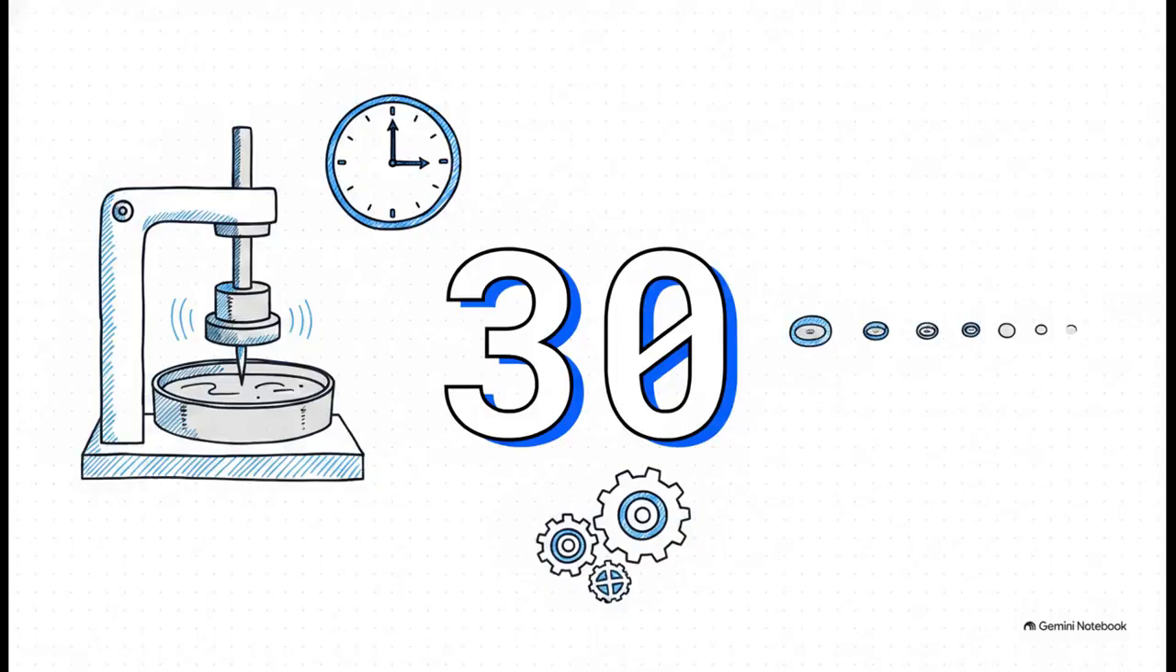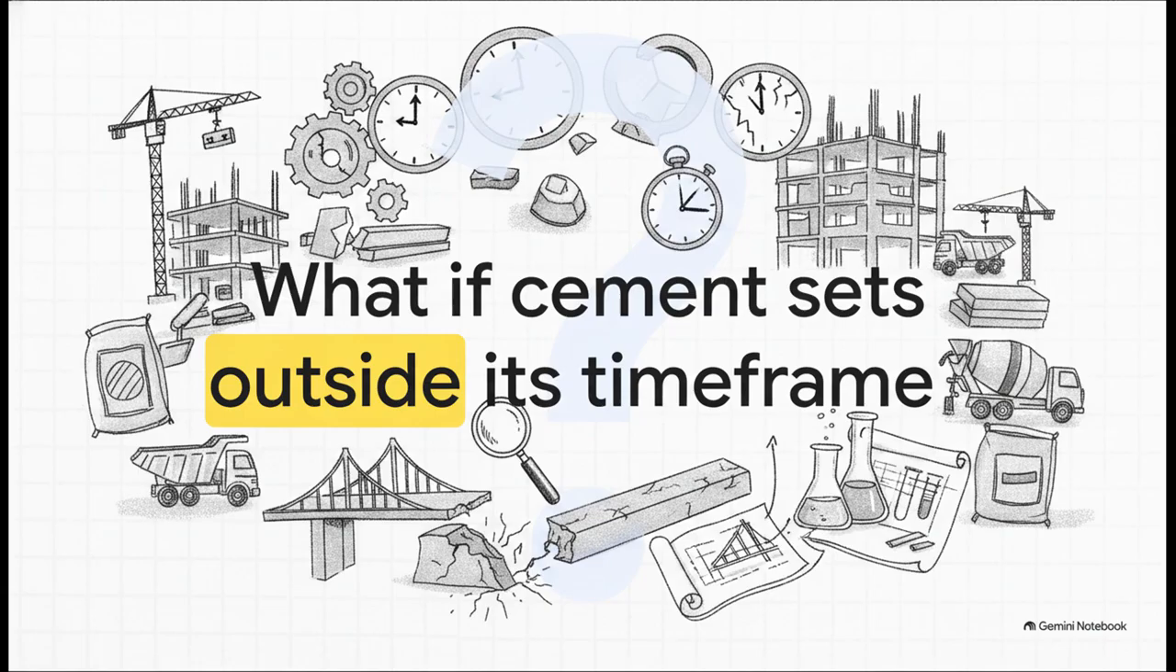Now here is a magic number you definitely need to memorize for your practical assessments: 30 minutes. In our laboratory observation, 30 minutes was the final setting time. This precisely marked the exact moment the needle's annular attachment no longer left any physical impression on the surface of the cement paste.